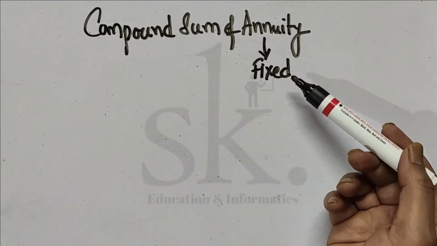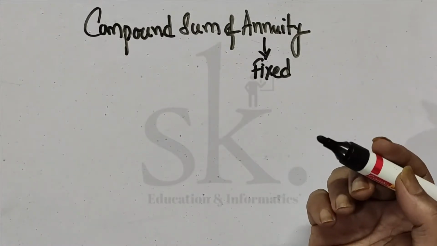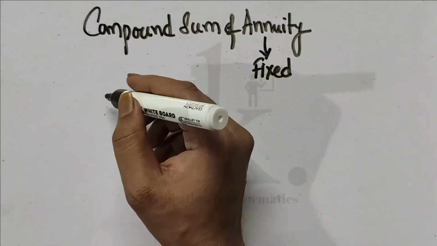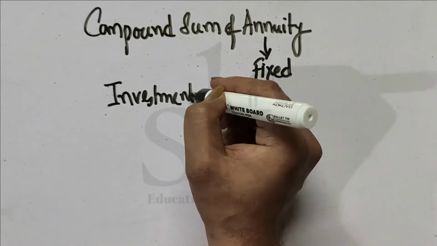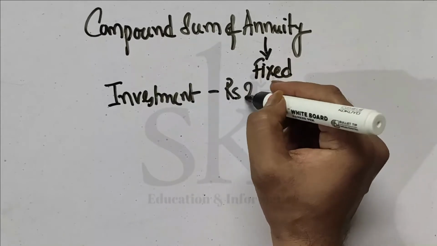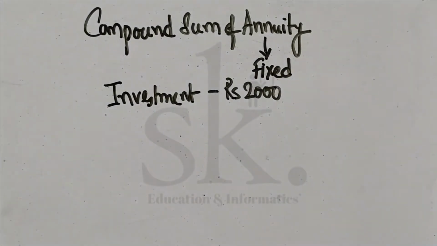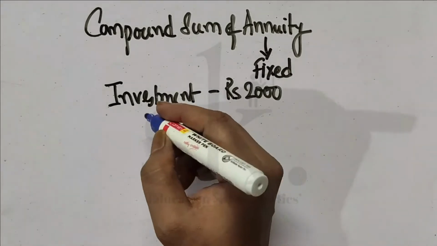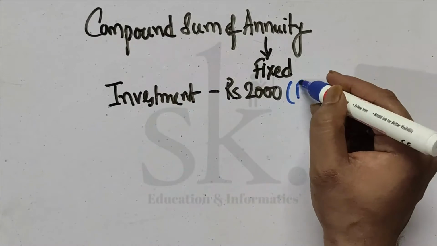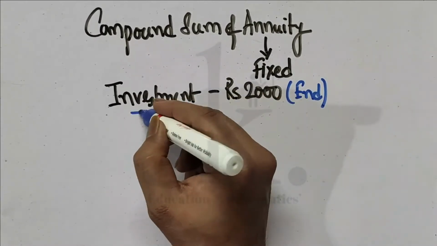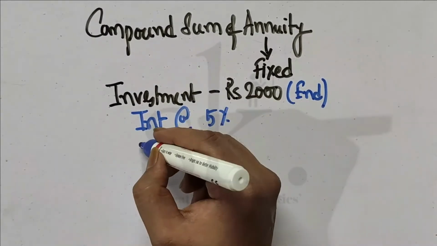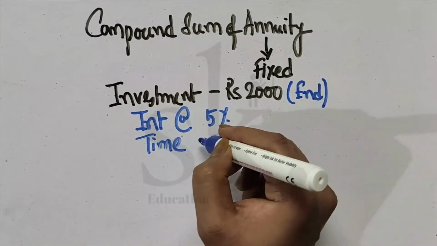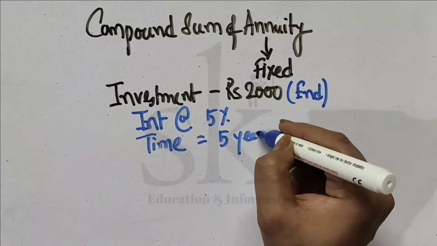Now, what is the formula which we used last time, if you remember? Let's take an example. The investment is rupees 2000 every year, invested at the end of every year. The interest given is at the rate of 5%, and the time period is 5 years. So this is the information which has been given.